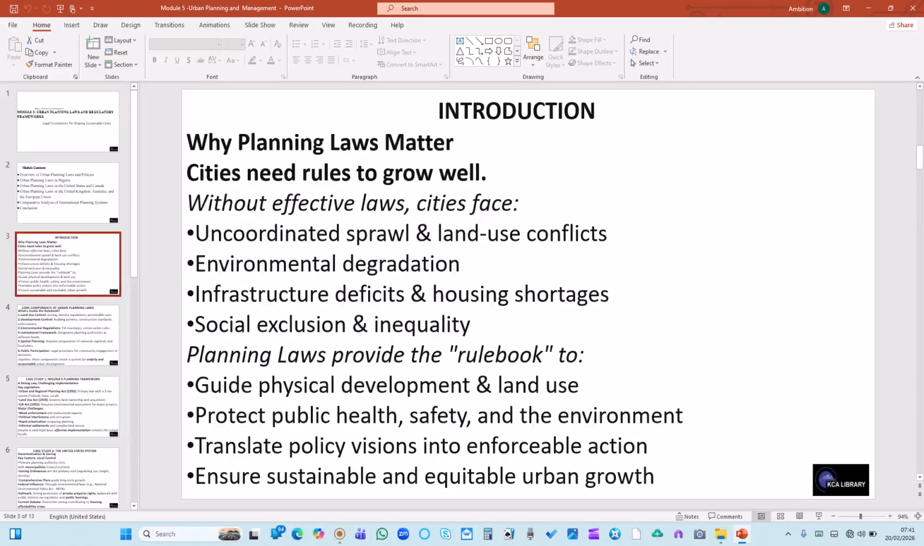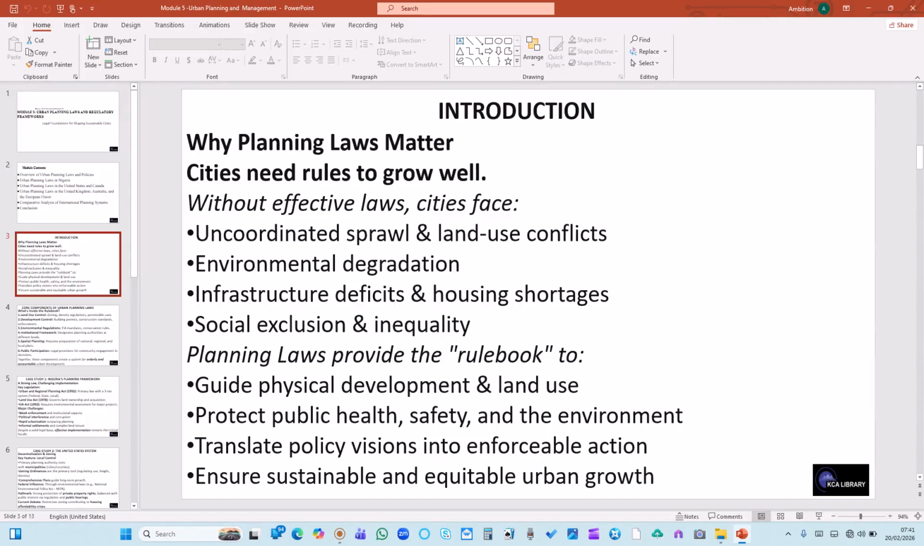Let us begin with the introduction. Why planning laws matter. Cities need rules to grow well. Without effective laws, cities face the following: 1. Uncoordinated sprawl and land use conflict. Environmental degradation, infrastructural deficit and housing shortage, social inclusion and inequality.